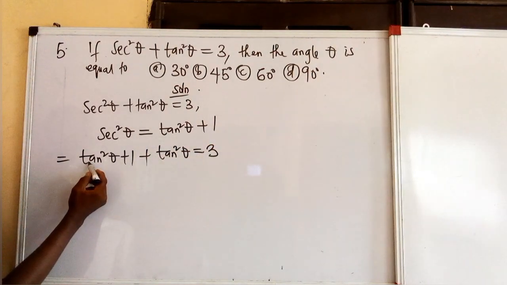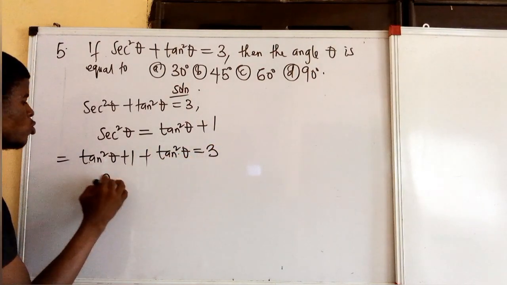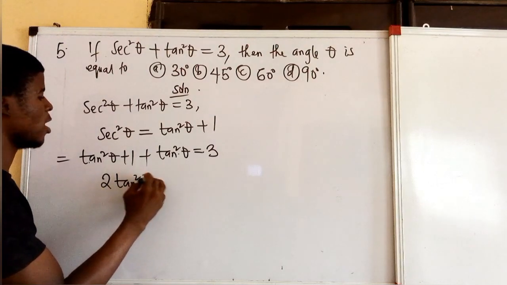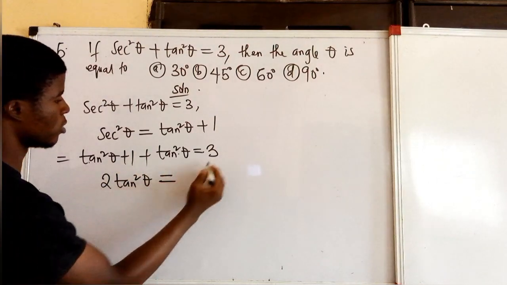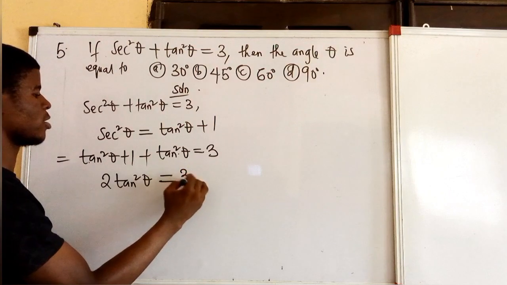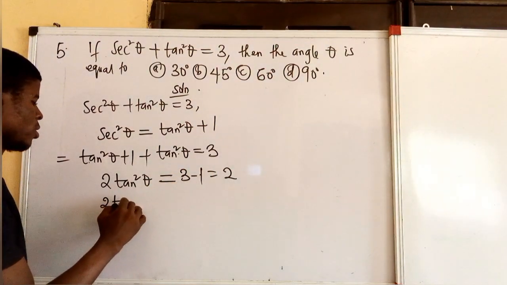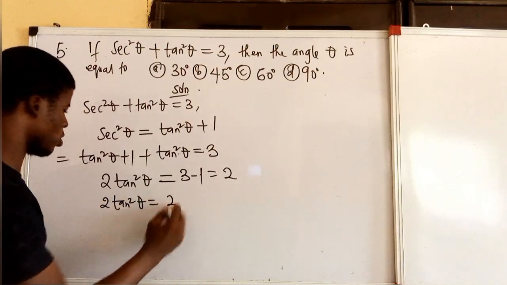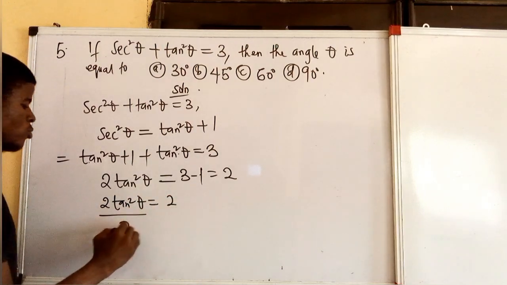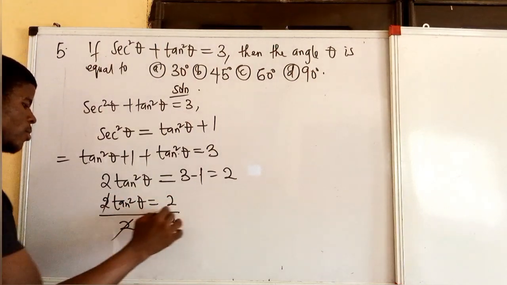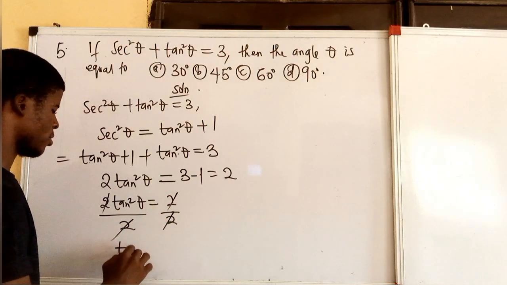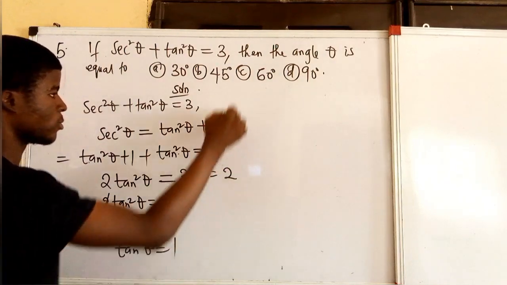So that tan squared theta plus tan squared theta is equal to 2 tan squared theta. Then this is equal to 3 minus 1. 3 minus 1, that's 2. So 2 tan squared theta is equal to 2. If I divide both sides by 2, tan squared theta is equal to 1.